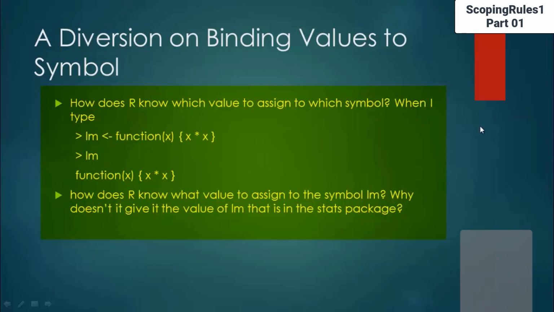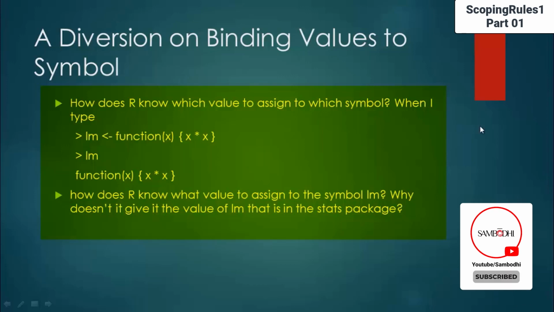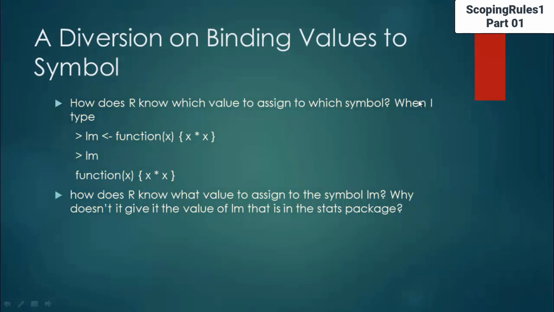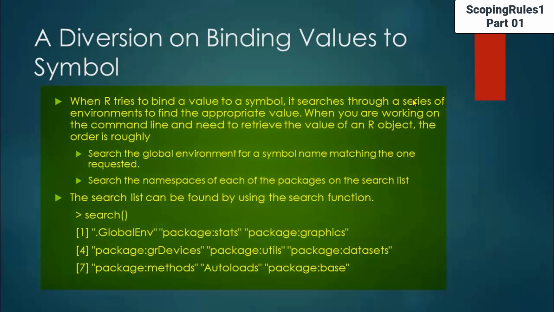There are multiple packages where this lm variable is declared and used. I'll tell you later how you bind values to a particular symbol. When R tries to bind a value to a symbol, it searches through a series of environments to find the appropriate value. When you are working on the command line and need to retrieve the value of an R object, the order is roughly that it searches the entire global environment for a symbol name matching the one requested. For example, the lm used in the previous program will be searched for in the global environment first.